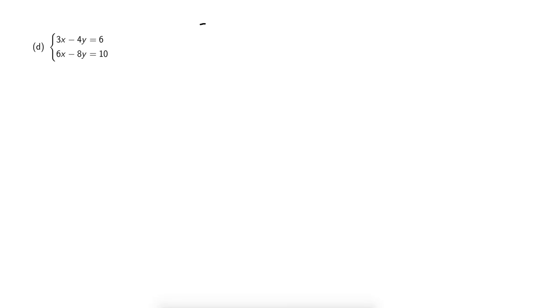All right, but anyway, we have 3, -4, and 6. Here we have 6, -8, and 10. And if you're looking at this, we have 3 times 2 is 6, -4 times 2 is -8, but 6 times 2 is not 10. So it doesn't make all 3 numbers when you multiply by 2. You don't get all 3 values in the second row, which means this one is going to be a no solution.